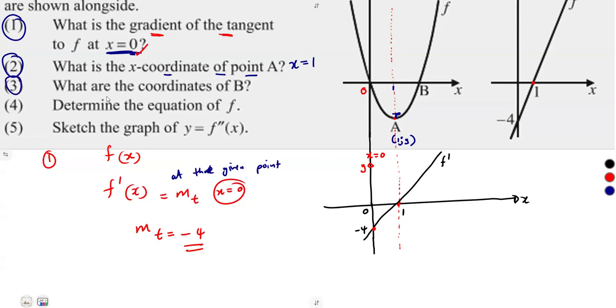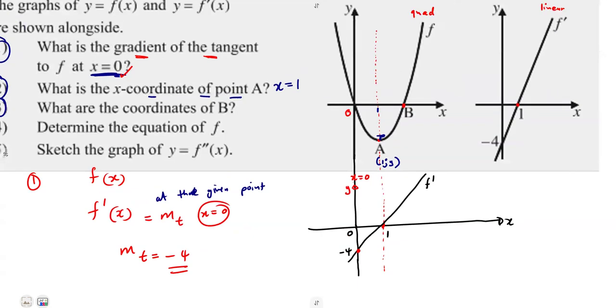Number 3, what are the coordinates of B? B represents the x-intercept of f. What can we use? This has nothing to do with the derivatives. Since we know the x-coordinate at A, and this x-intercept here passes through the origin, it means we can find the x value at B, the x value at the turning point. So this is number 3.